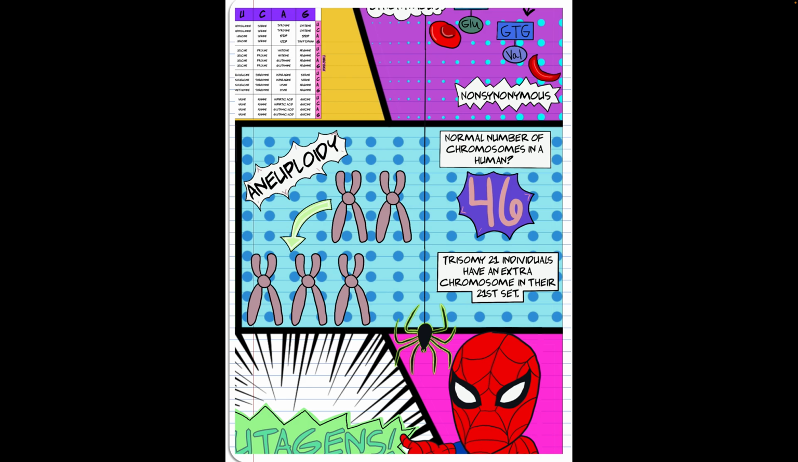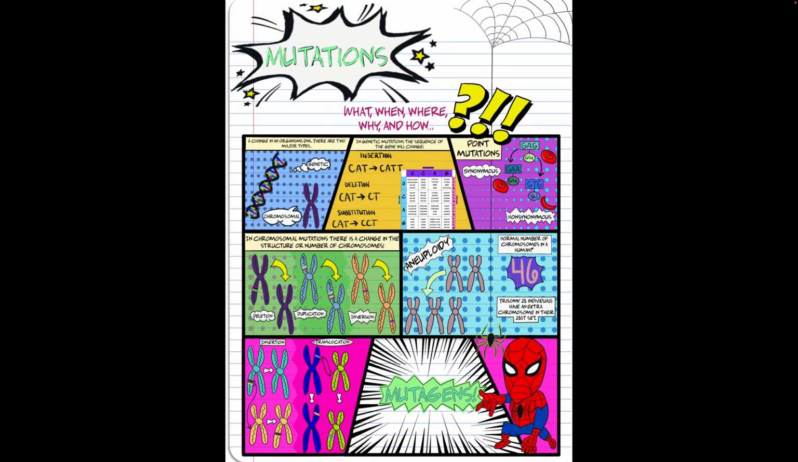Now you may be thinking, I've never heard of this before, but it's actually more common than you might think. It's commonly referred to as Down syndrome. And though we can't be certain of specific causes of mutations, we speculate mutagens to be the primary culprit. This would be radiation, chemicals, or even consumable items.